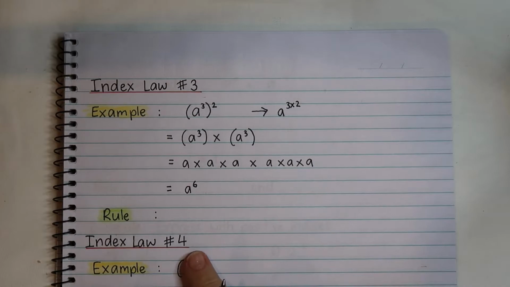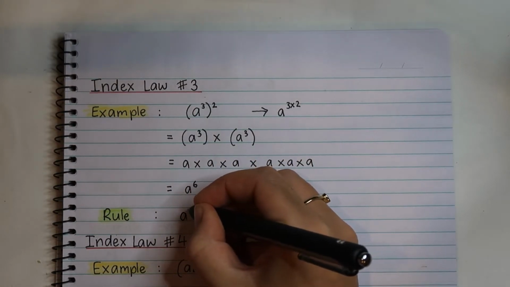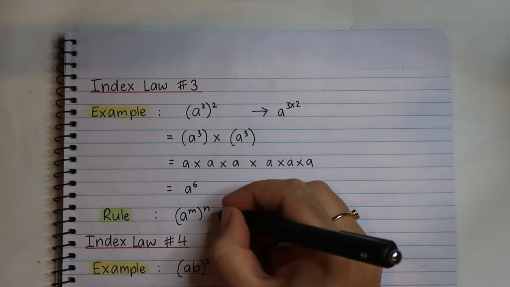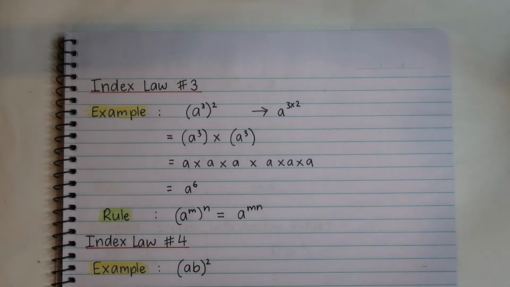So writing out our rule, we're going to have a to the power of m, in brackets, to the power of n is the same as a to the power of m times n.